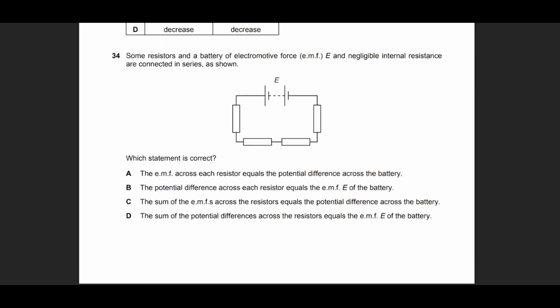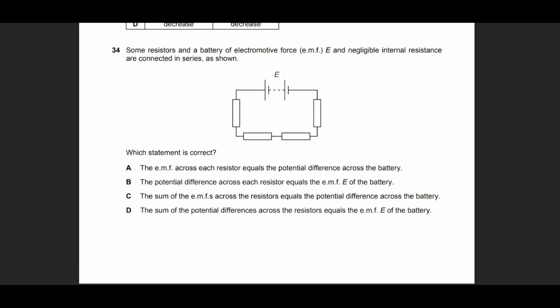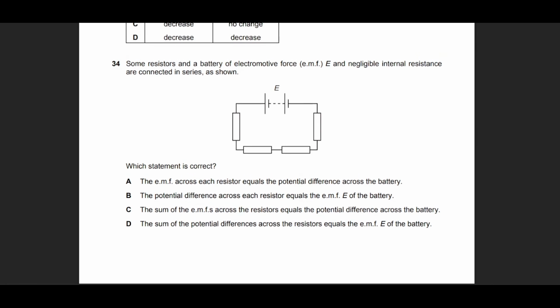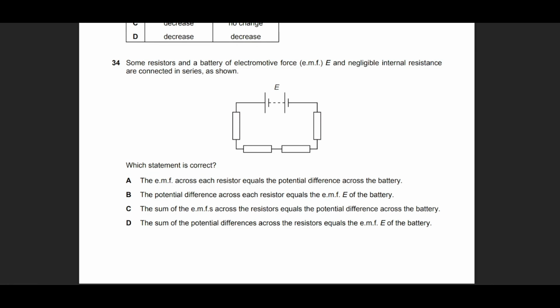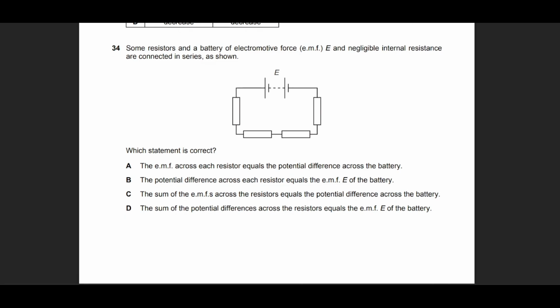Question number 34. Again, this is a part of definitions. The question statement says EMF across each resistor, potential difference across the battery. You see, the word EMF is not for the resistors, it's for the battery, and potential difference is for the resistors, not for the battery. So he's used incorrect words for incorrect components. Potential difference across a resistor is equal to the EMF E of the battery. This seems like a good answer.